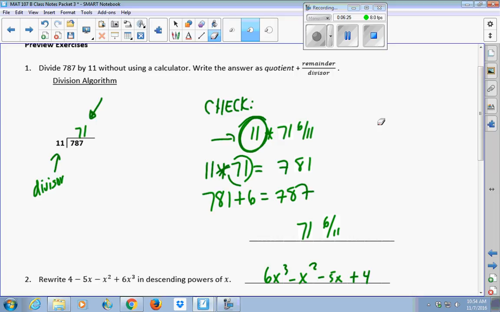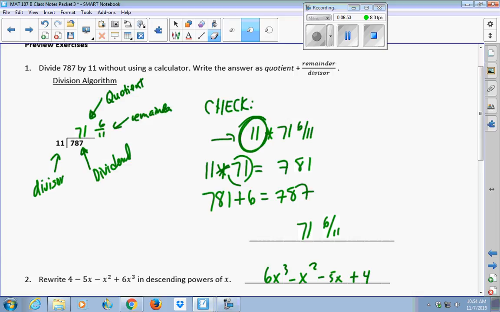Quotient. I heard another word, dividend, which there's only one left. Where's the dividend? Inside, the 787 is our dividend. Now, a lot of you are in business. You know that dividends get divided up, right? You're in the business administration transfer program. It's the 787 we're trying to divide up here. That's the dividend. And then what do we call that 6/11ths? The remainder, right?